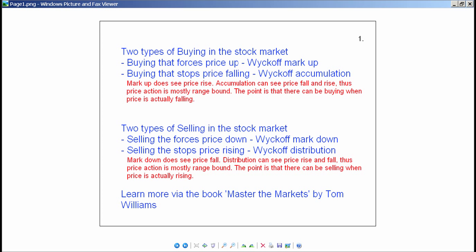Two types of selling in the stock market. Selling that forces prices down, the Wyckoff markdown phase. Selling that stops prices rising, Wyckoff distribution. The point is, selling can actually happen when prices are rising. You can learn more via Master the Market's Tom Williams book.